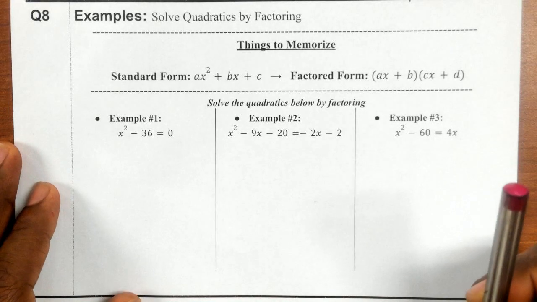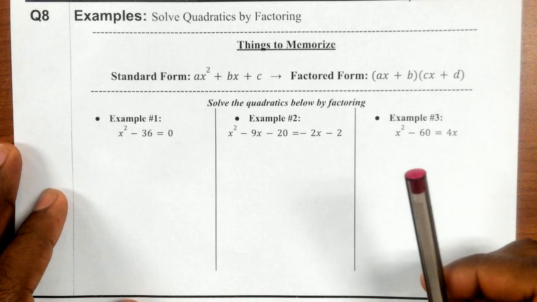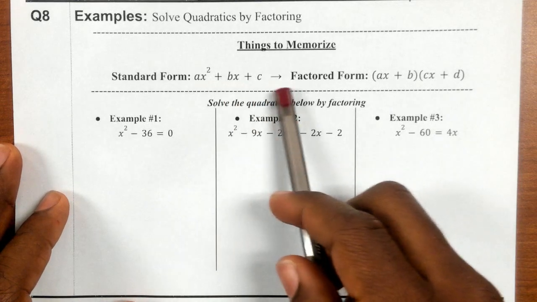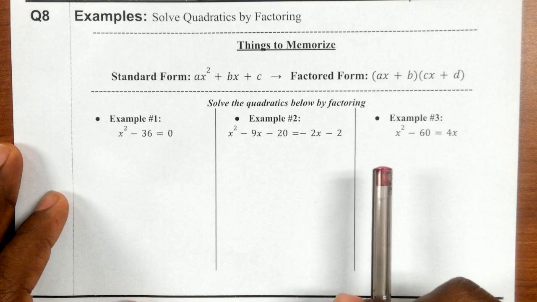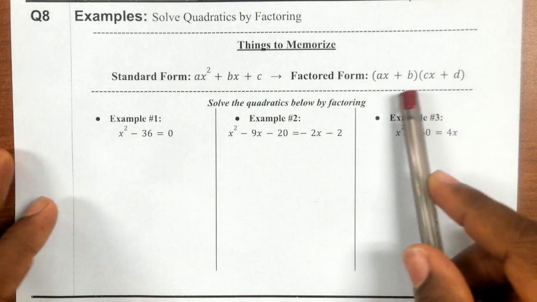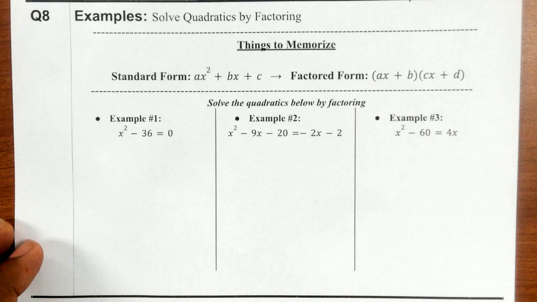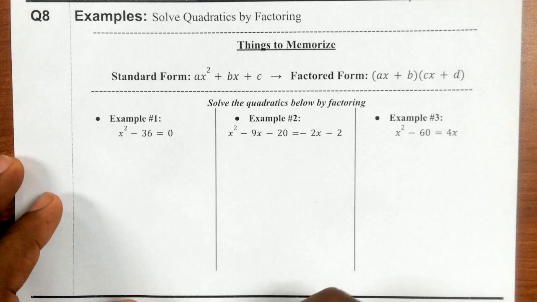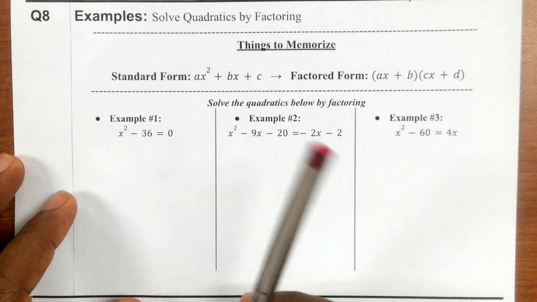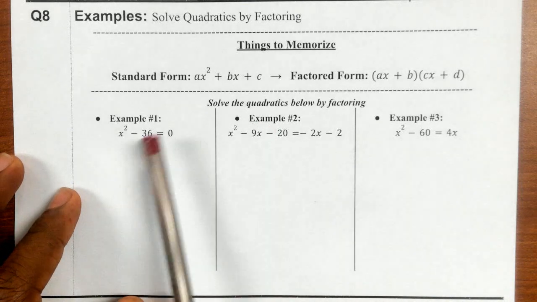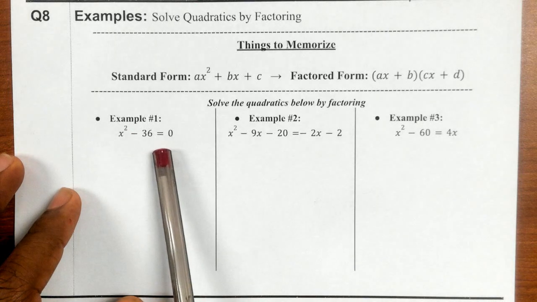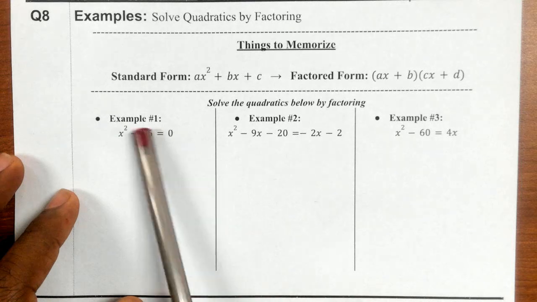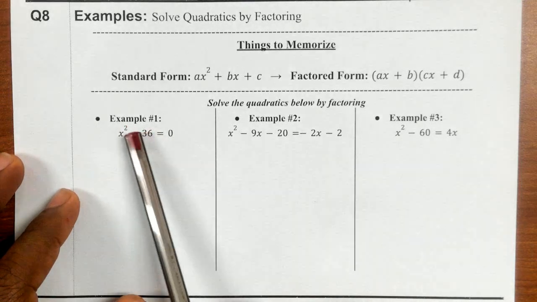Question number 8 says we need to solve the quadratic by factoring. The standard form for quadratic we've used a few times before, and factored form is two pairs of parentheses. What we're going to do, guys, is firstly make sure that each of your questions is in the standard form for quadratic. This is technically in the standard form because everything is already on the same side.